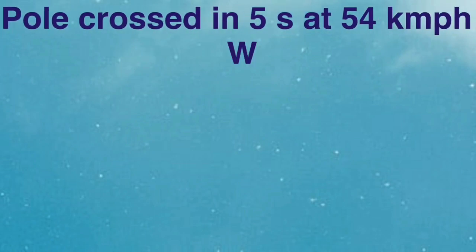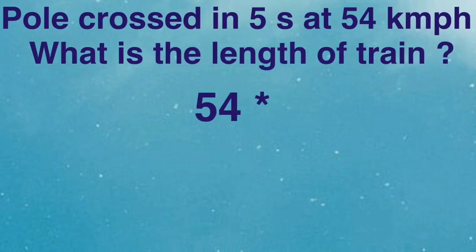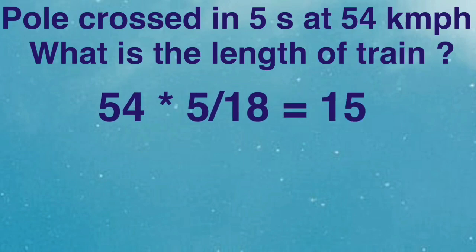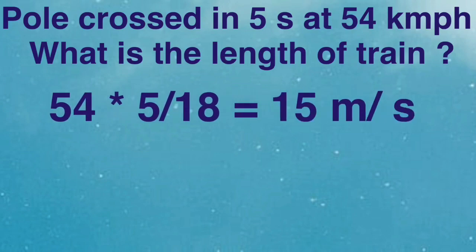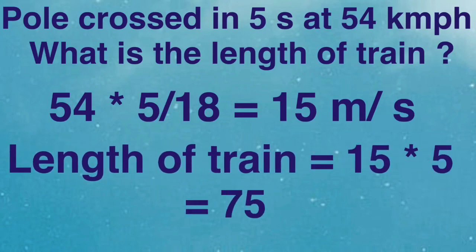Let's do one more example. Pole crossed in 5 seconds at 54 kilometers per hour. What is length of train? 54 into 5 by 18 is 15 meter per second. So, length of train is 15 into 5 is 75 meters.